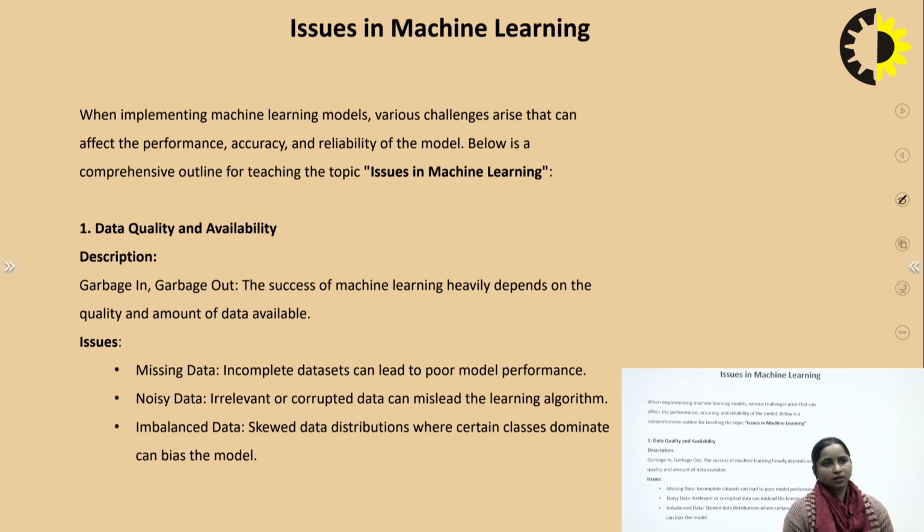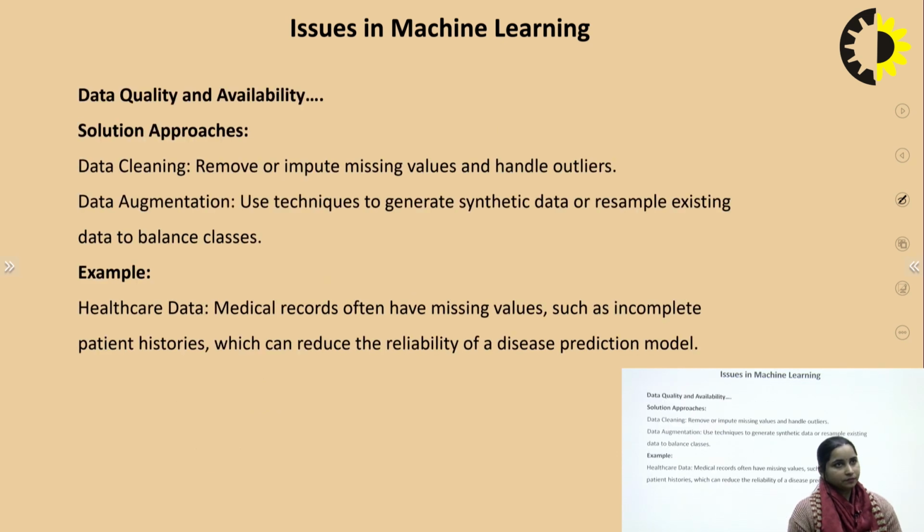The success of machine learning heavily depends on the quality and amount of the data available. And if we are having latency of data, noisy data, or imbalanced data, this is the very primary issue in machine learning. An example can be healthcare data. In healthcare, the medical records often have missing values such as incomplete patient history, which can reduce the reliability of the disease prediction model, right?